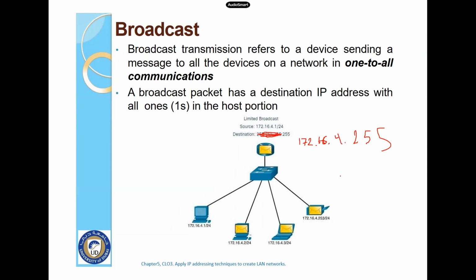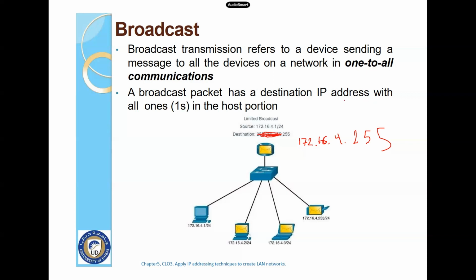So the source is a single computer that sends the message to all. That's a broadcast. A typical example of this is satellite TV. You are sending a message to all, and whoever receives it can read the message. So broadcast transmission refers to a device sending a message to all devices in a network, and that's what we call one-to-all.